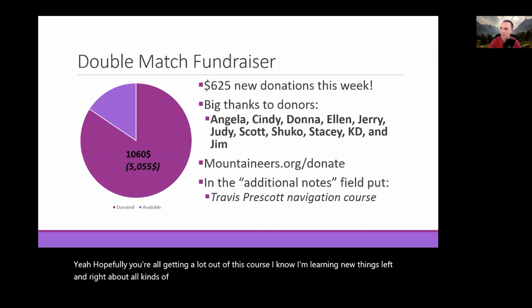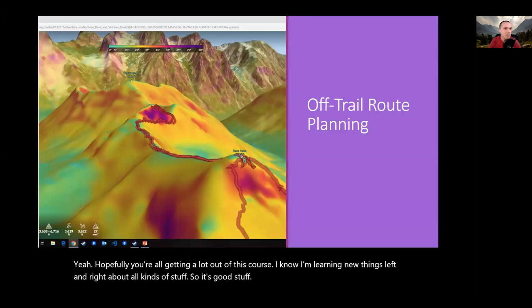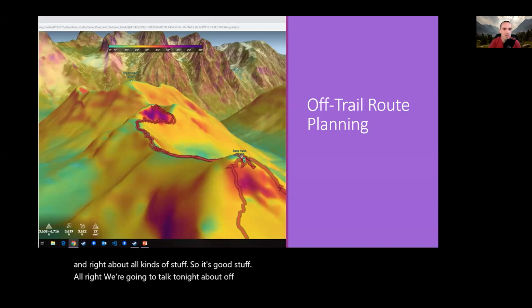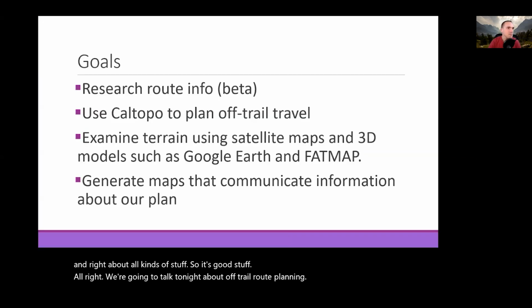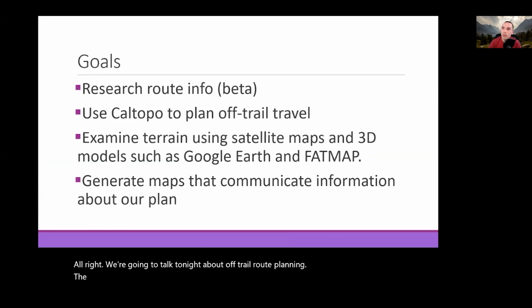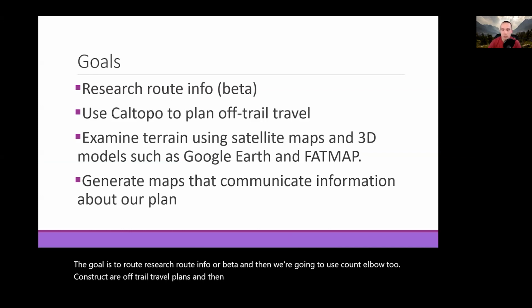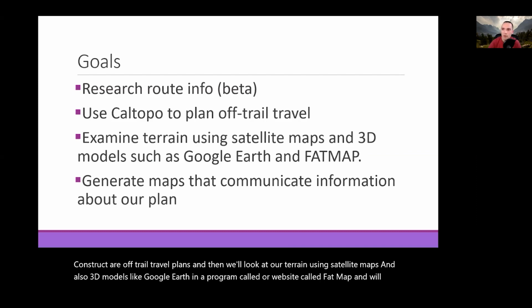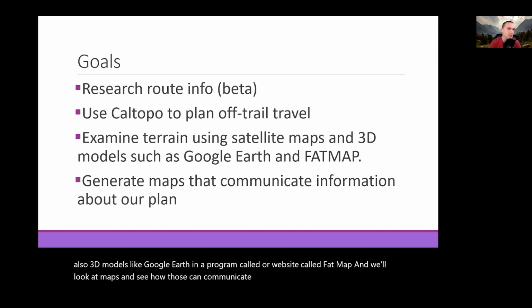All right, we're going to talk tonight about off-trail route planning. The goal is to research route info, or beta, and then we're going to use Caltopo to construct our off-trail travel plans. Then we'll look at our terrain using satellite maps and also 3D models like Google Earth and a website called FatMap. And we'll look at maps and see how those can communicate information about our plan.